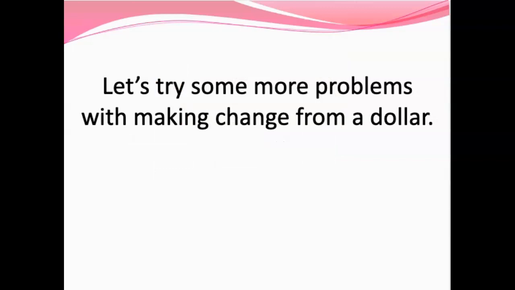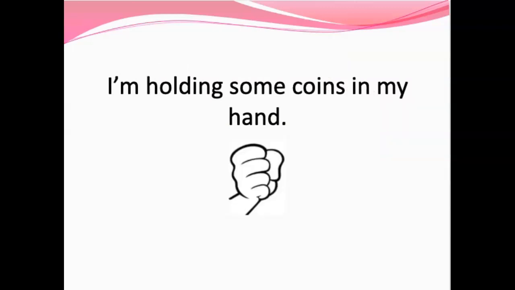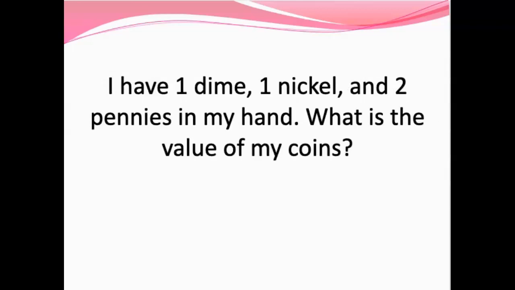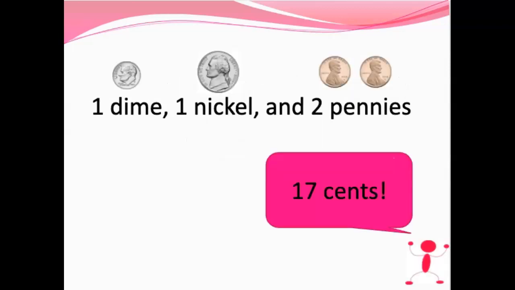Let's try another problem, making change from $1. Okay, so I'm holding some coins in my hand. I have 1 dime, 1 nickel, and 2 pennies in my hand. What is the value of my coins? So what is that worth? 1 dime is 10, plus a nickel is 10, and 5 is 15, 16, 17. 1 dime, 1 nickel, and 2 pennies is 17 cents.